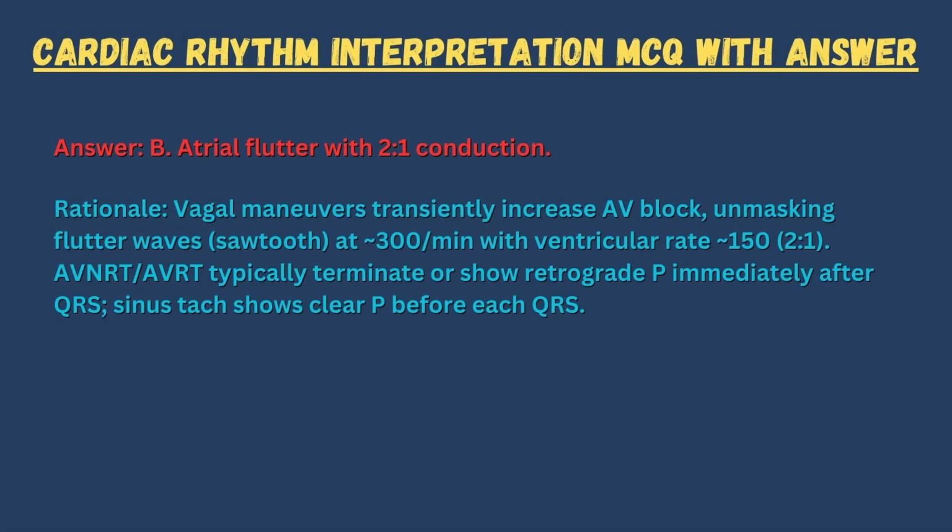Answer B. Atrial flutter with 2:1 conduction. Rationale: vagal maneuvers transiently increase AV block, unmasking flutter waves, sawtooth, at 300 per minute with ventricular rate 150, 2:1. AVNRT/AVRT typically terminate or show retrograde P immediately after QRS. Sinus tachycardia shows clear P before each QRS.